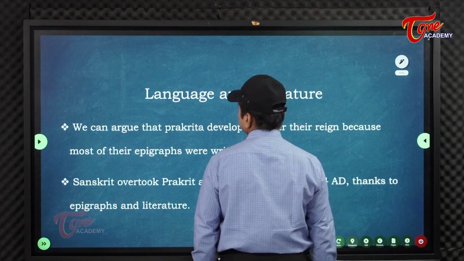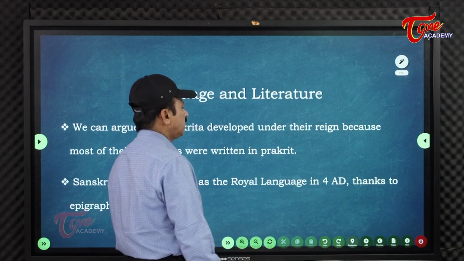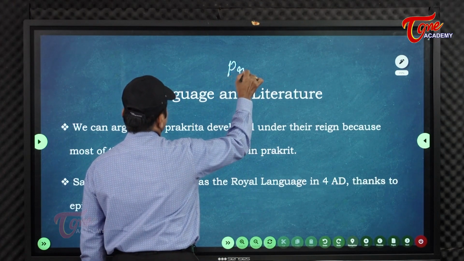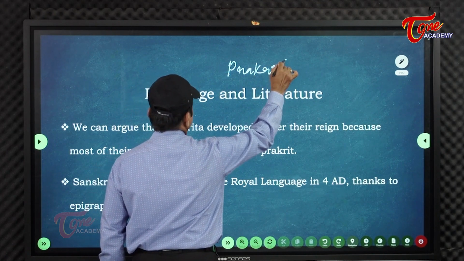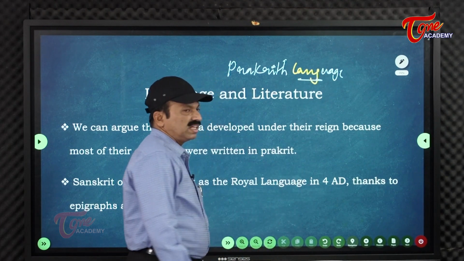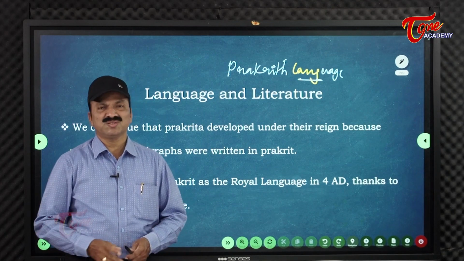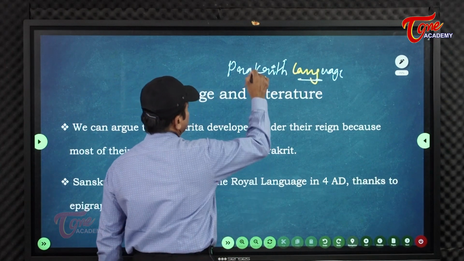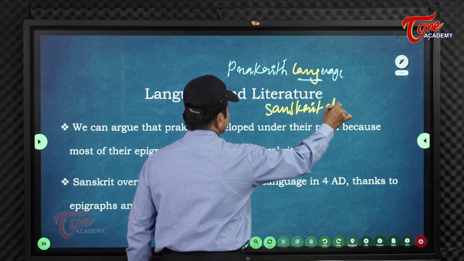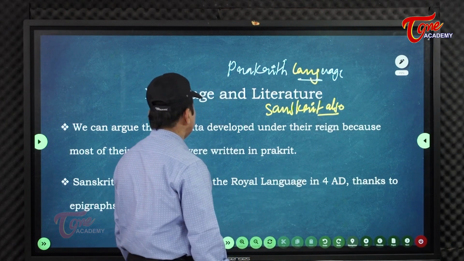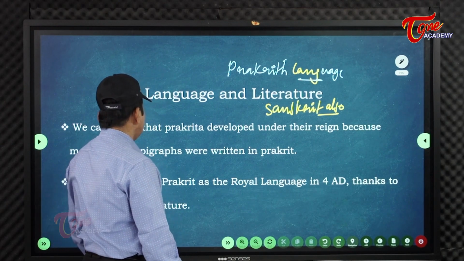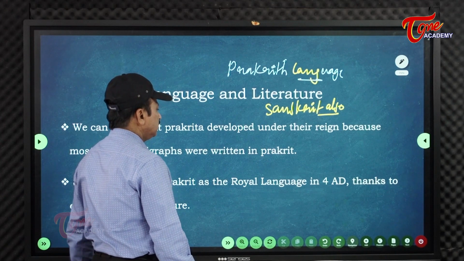The period of Ikshvakus. Language and literature. Prakrit language developed and Sanskrit also existed. Prakrit language continued, and at the same time Sanskrit also entered. We can argue that Prakrit developed because epigraphs were written in the Prakrit language only. Sanskrit overtook Prakrit as the royal language in the 4th century AD.